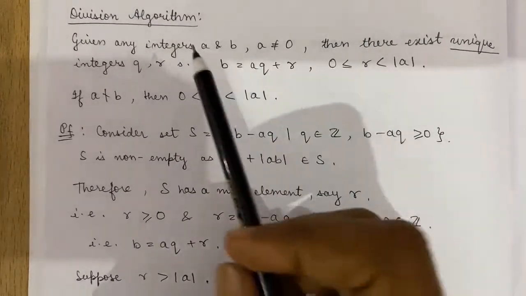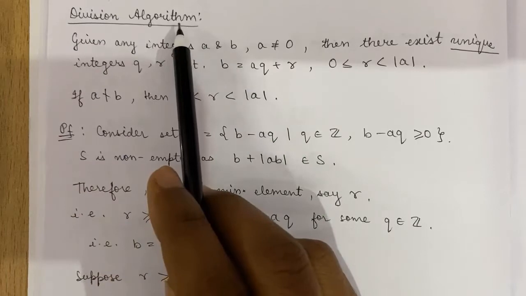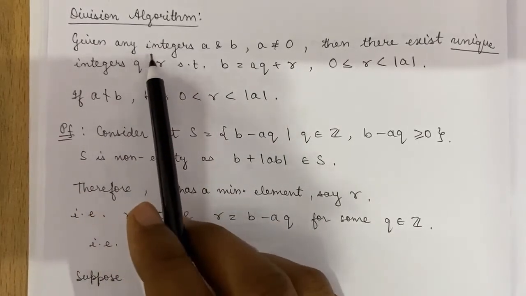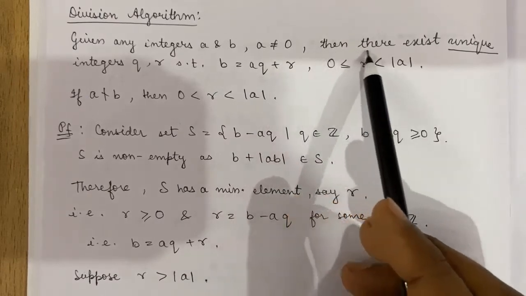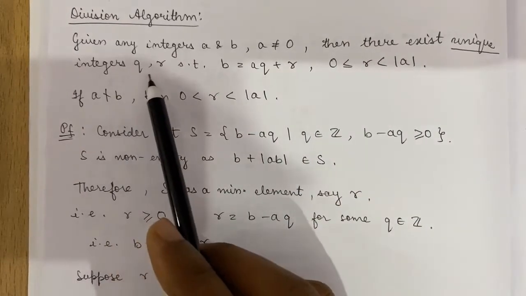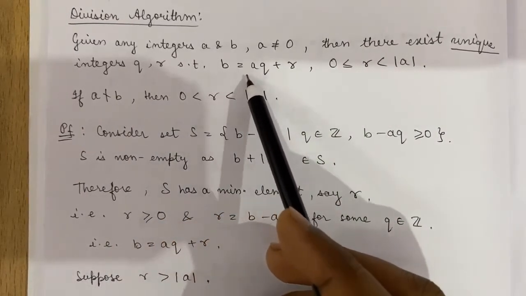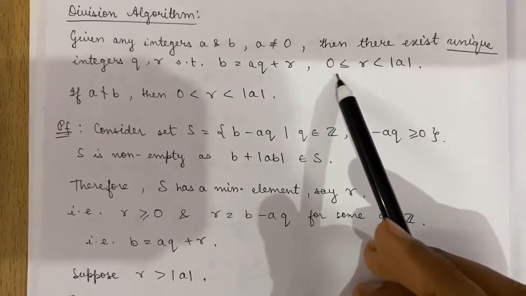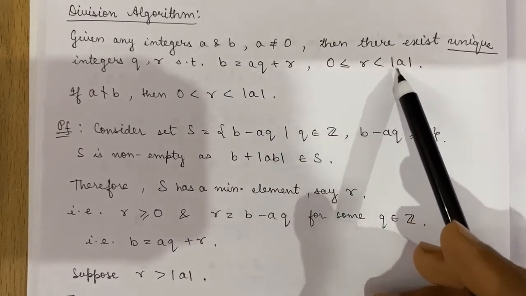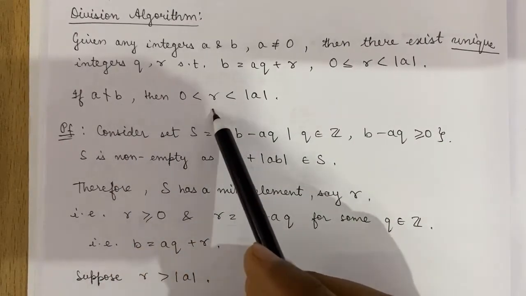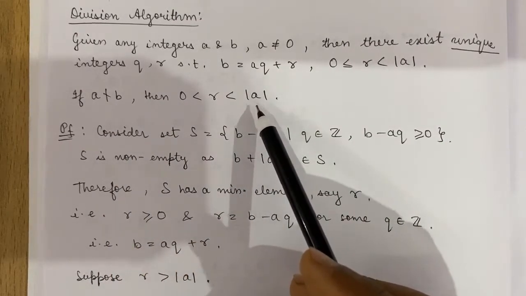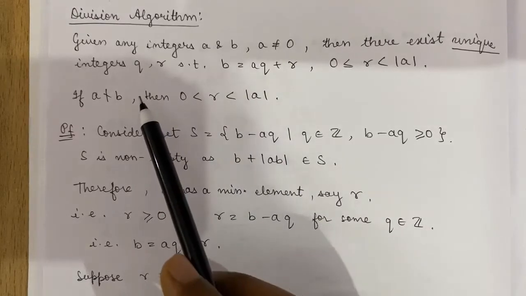The division algorithm says that given any two integers a and b, with a not equal to 0, there exist unique integers q and r such that b is equal to aq plus r, with 0 less than or equal to r less than mod a, and if a does not divide b, then 0 is less than r less than mod a. So what is the division algorithm all about?